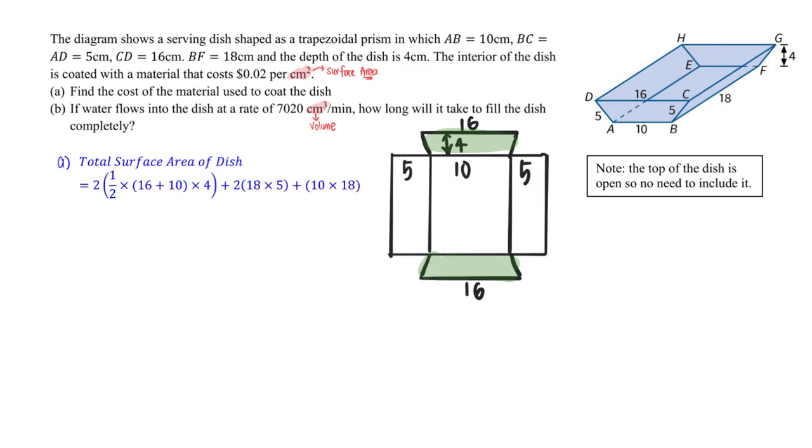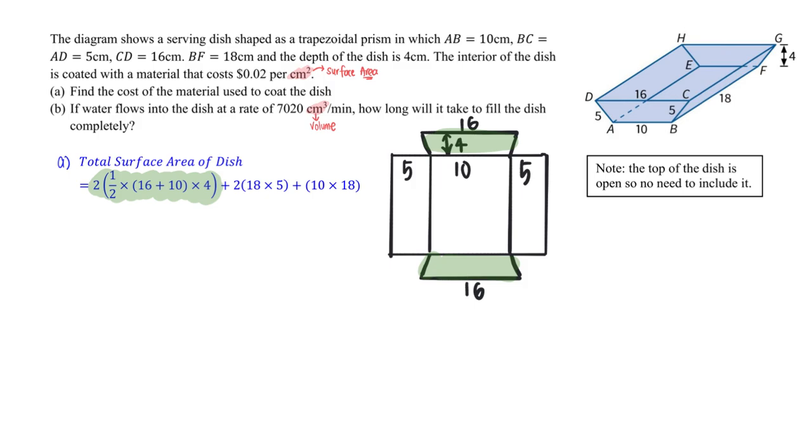Inside is like that. So there will be 2 trapeziums. That's why I times 2. And to find the area of a trapezium, half times the sum of the parallel sides, in this case 16 and 10, times the height of the trapezium, 4.